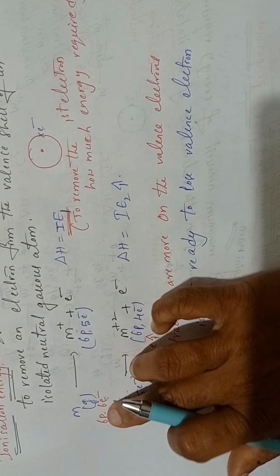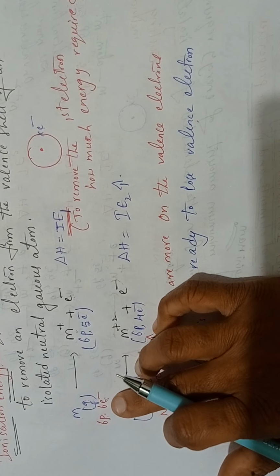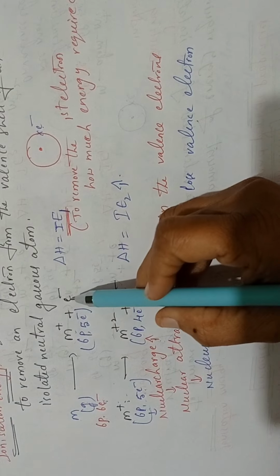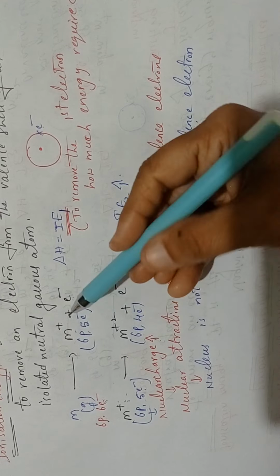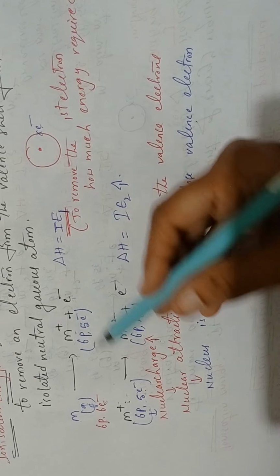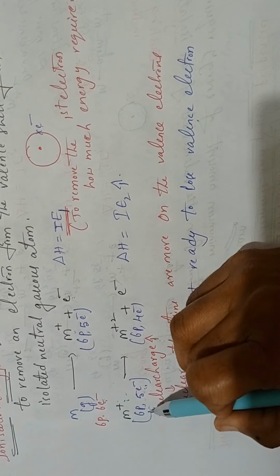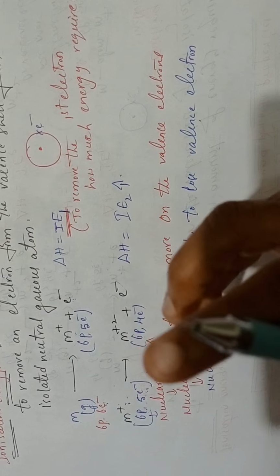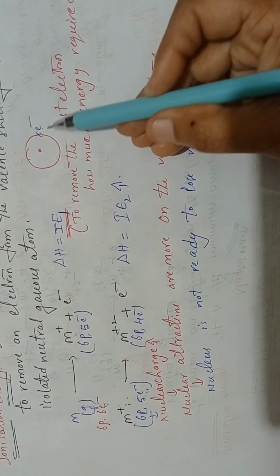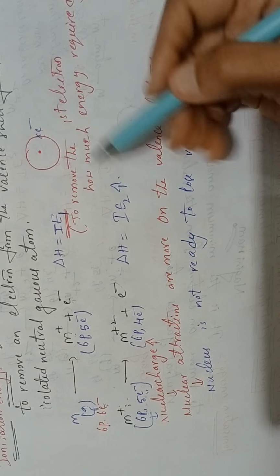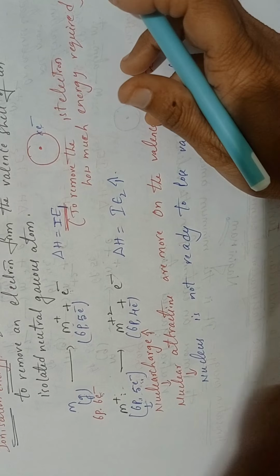Because 6 protons and 6 electrons are there, less energy is required to remove the electron. But when compared to this, here the protons number is more than the electrons number, so nuclear attractions are more. So to remove the electron from the valence shell of an atom, more energy is required. So IE2 is more.